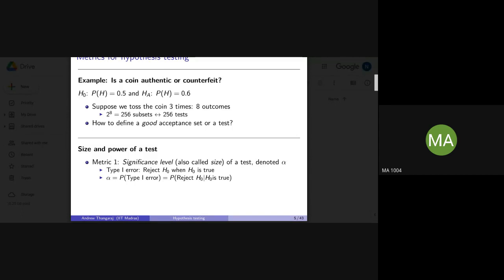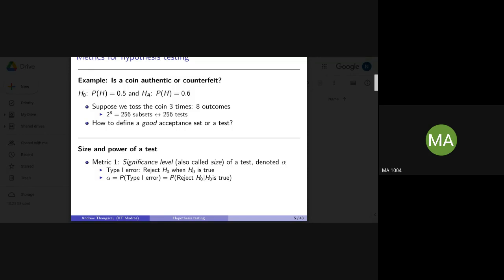Then, after the null and the alternative hypothesis, you take some test, but how do you check whether the test is good? I mean, what are all the metrics to check whether your test is good or not? So you have two metrics defined for hypothesis testing. One is your significance level and the other is the power of the test.